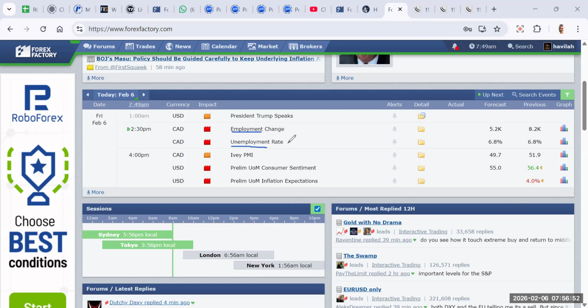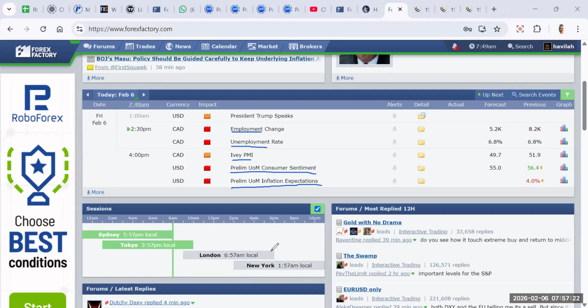But today we have employment change and unemployment rate from Canada. And I'll show you the instrument I'm looking out for to trade for this particular news event. And by 4 p.m., there'll be IVPMI prelim from Canada, prelim UOM consumer sentiment, and prelim UOM inflation expectations. So let's just go straight to the chart and let me show you the instruments I'm looking out for for the two events.